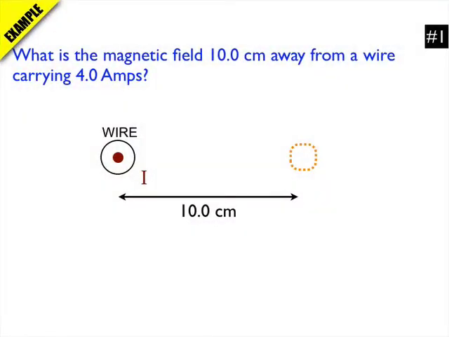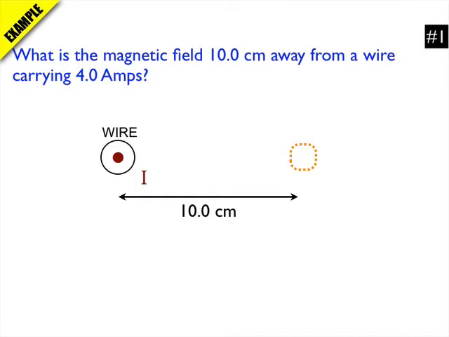So the question is, what is the magnetic field 10 centimeters away from a wire carrying 4 amps of current? I've got the wire here on the left, and I've got a little dot, and that dot means it's the tip of an arrow coming out of the wire, so the current's coming out of the screen right at you. And I've got this dotted square on the right, the orange dotted square, that represents the location in space where I want to find the magnetic field.